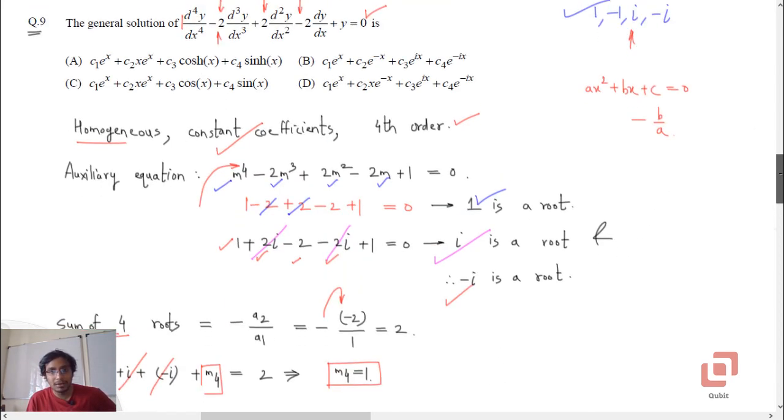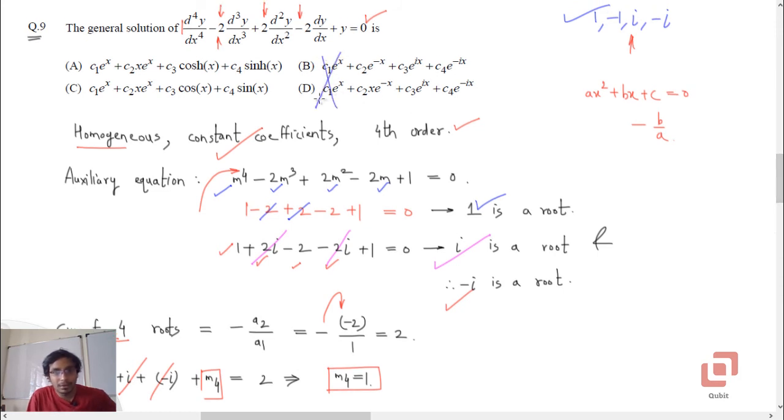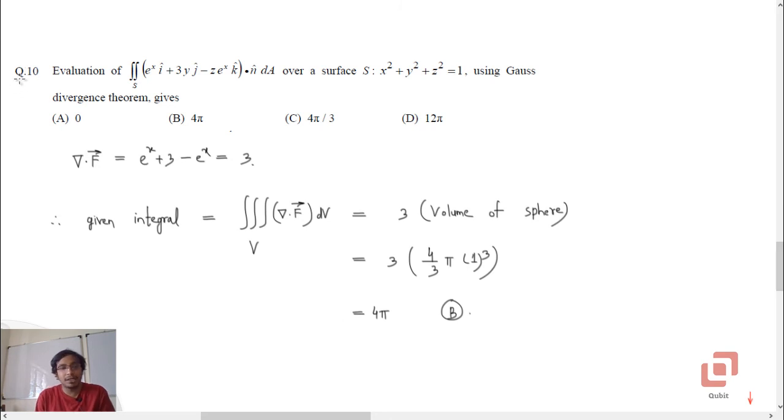So we'll pick that part which includes the repeated root 1, so either A or C, but it has to be C, because we have circular functions for purely imaginary roots. So question 9, option C. Question 10 is based on vector integral calculus, specifically, as the problem suggests, divergence theorem.